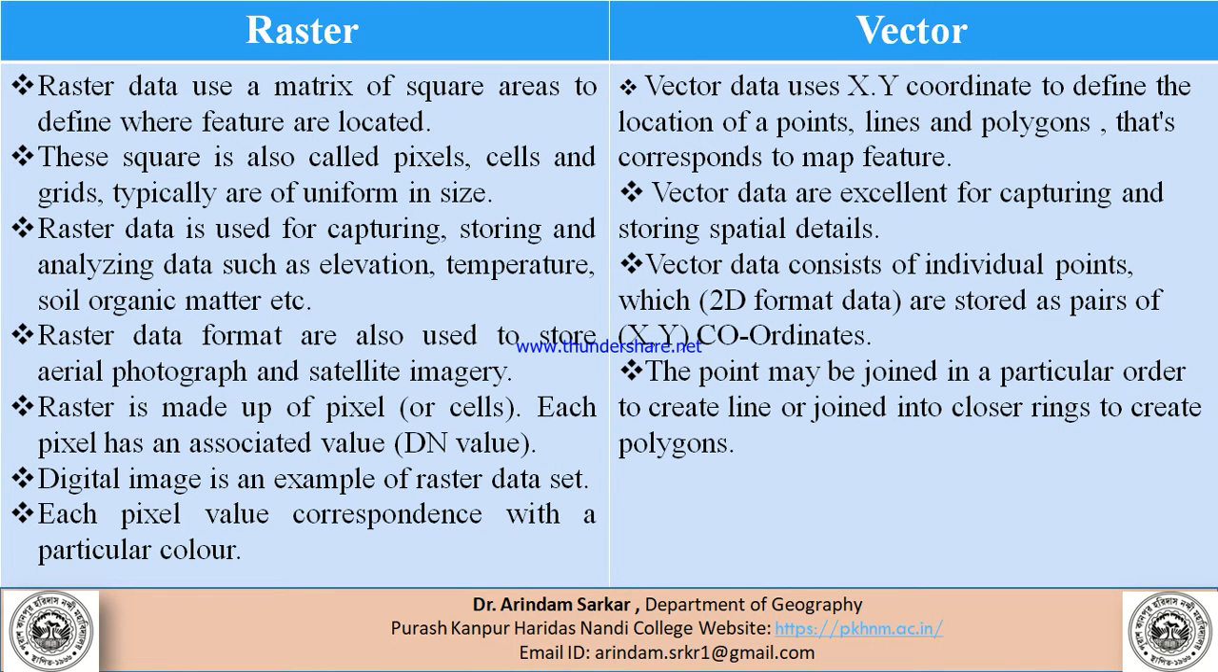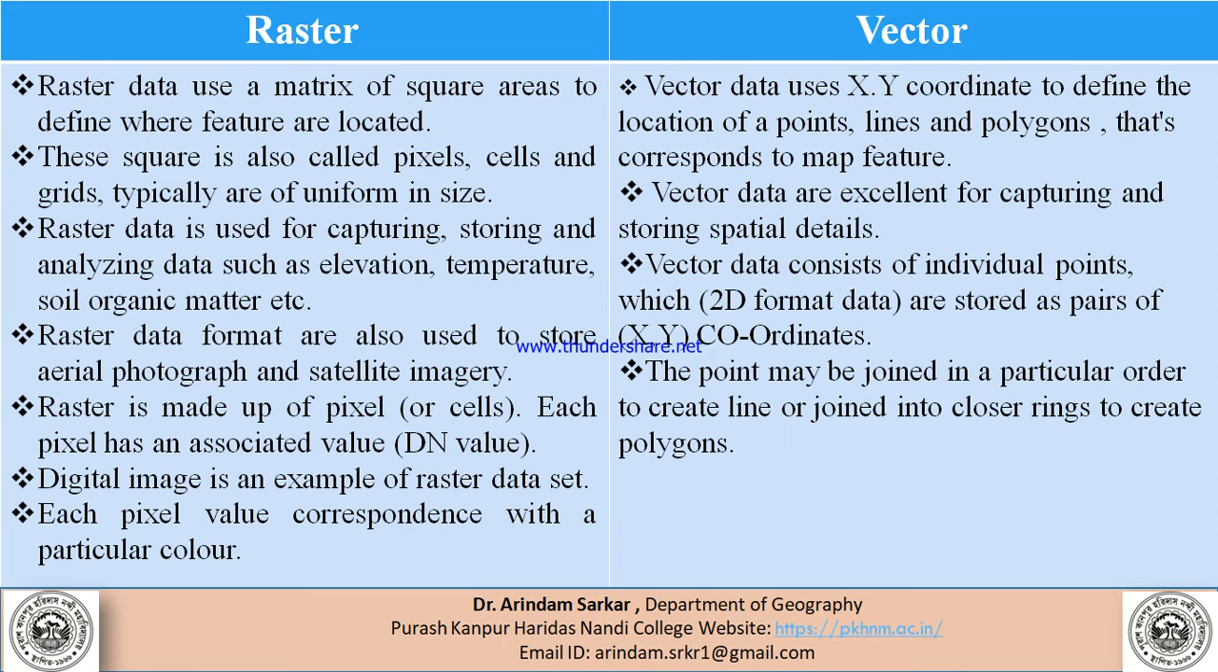Now, what is the basic difference between raster and vector? Raster data uses a matrix of square areas to define where the features are located. Vector data uses XY coordinates to define the location of points, lines and polygons that correspond to the map feature.